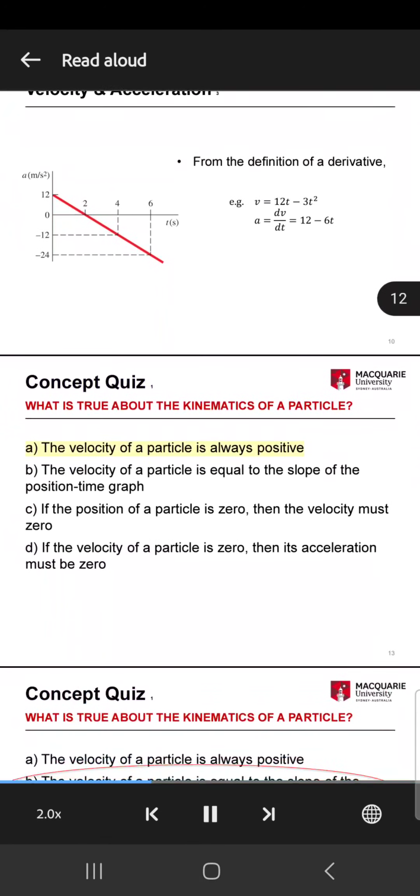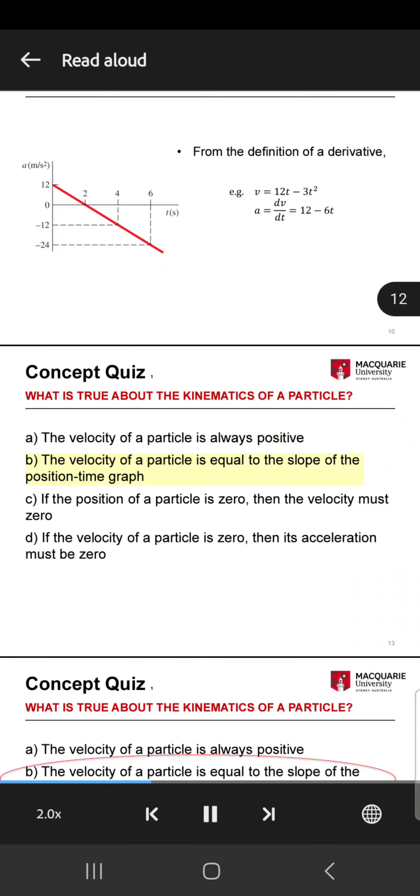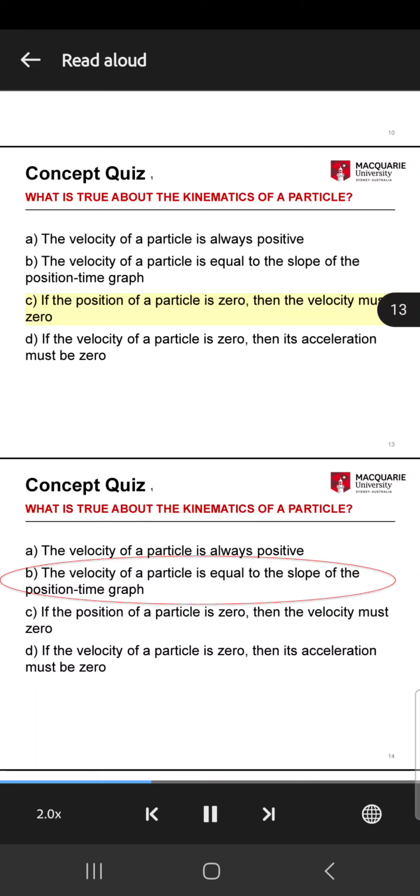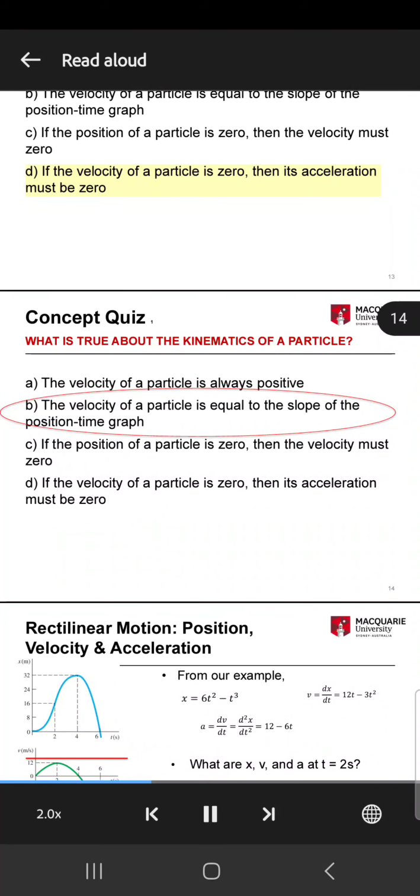Concept quiz 1. A. The velocity of a particle is always positive. B. The velocity of a particle is equal to the slope of the position-time graph. C. If the position of a particle is 0, then the velocity must be 0. D. If the velocity of a particle is 0, then its acceleration must be 0.